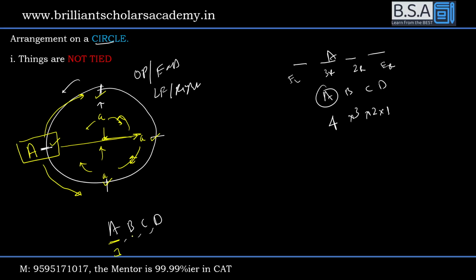Now when B comes, B has three choices: there's a definition, right, left, opposite of A. B is here. Now C has two choices. D has one choice. So do you see, earlier it was 4 factorial, because the placement of the first person does not matter. In a circle, placement of the first person does not matter. So 8 factorial got reduced.